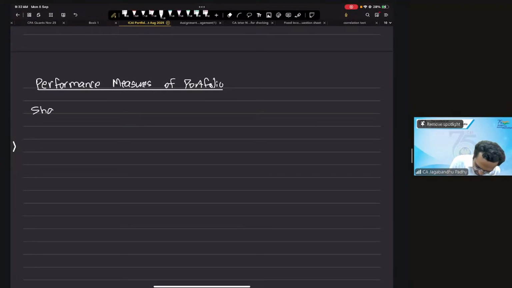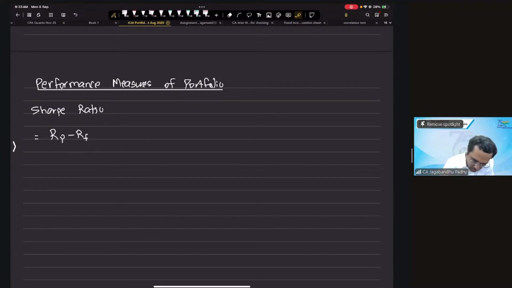So the first performance measure is what we call the Sharpe ratio. Sharpe ratio is essentially return of our portfolio minus risk-free. Can you tell me what this numerator is denoting? It is telling us the excess return, or the risk premium, that we have generated. Now to generate this risk premium, do you think we would have taken some risk? Yes.